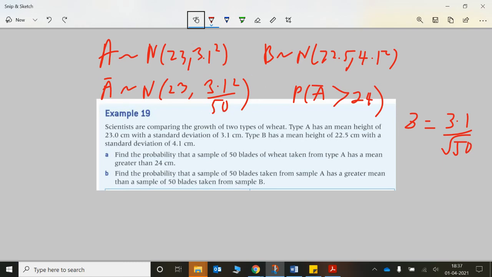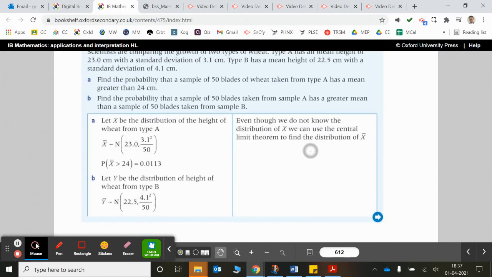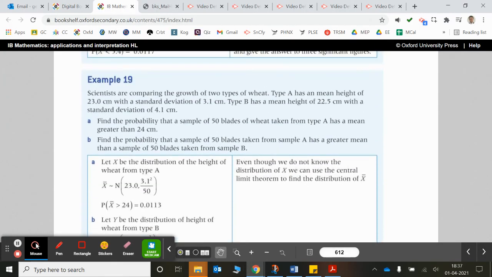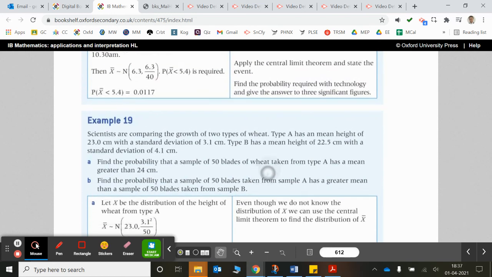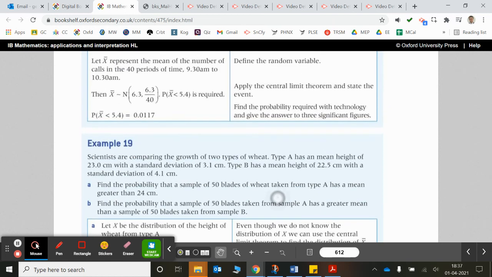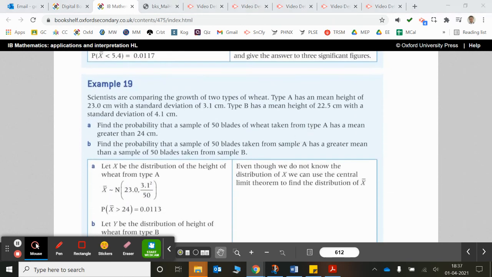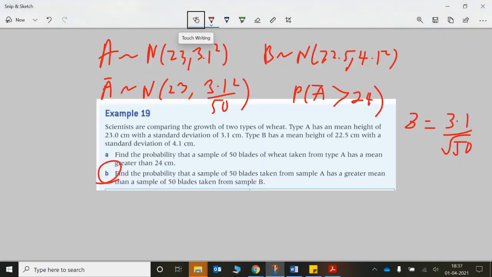Okay, and for part B, let's check the answer to that. You can check it on your calculator as well. So there we go, we can see your answer is 0.0113. Very similar answer to the last question from 18. And then let's look at the second part here. Part B: find the probability that a sample of 50 blades taken from sample A has a greater mean than a sample of 50 blades taken from sample B.